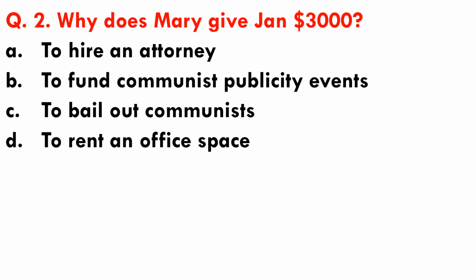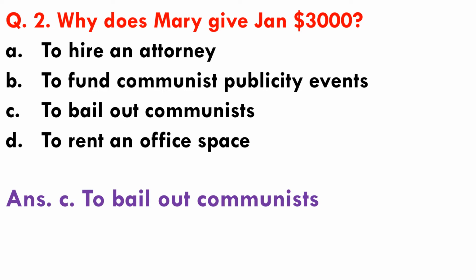Question number 2. Why does Mary give Jan $3,000? Options are A. to hire an attorney, B. to fund communist publicity events, C. to bail out communists, and D. to rent an office space. So Mary gives Jan $3,000 to bail out communists. Option C is the correct answer.